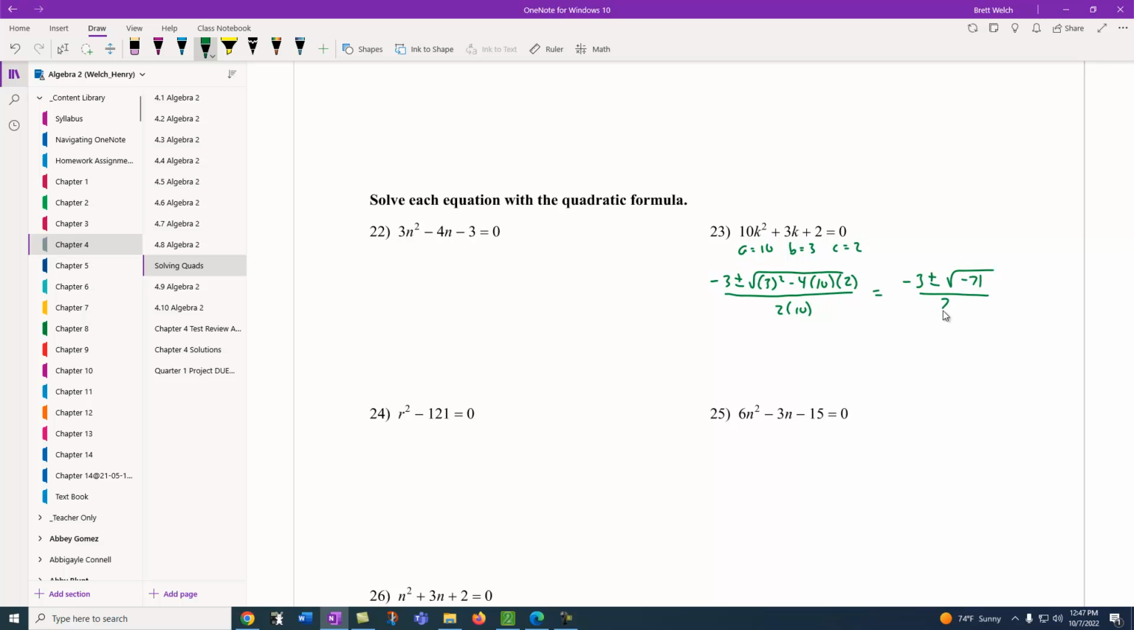all over 20. Now 71 does not divide by any of my numbers. It's a prime. You could check, but it's not going to divide by any of those numbers. So this could be it, except that I see that negative right there. That tells me my answer is supposed to be imaginary. So it's negative 3 plus or minus i root positive 71 all over 20.